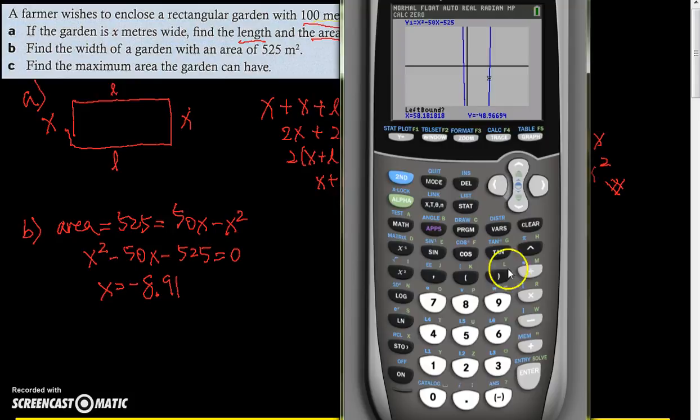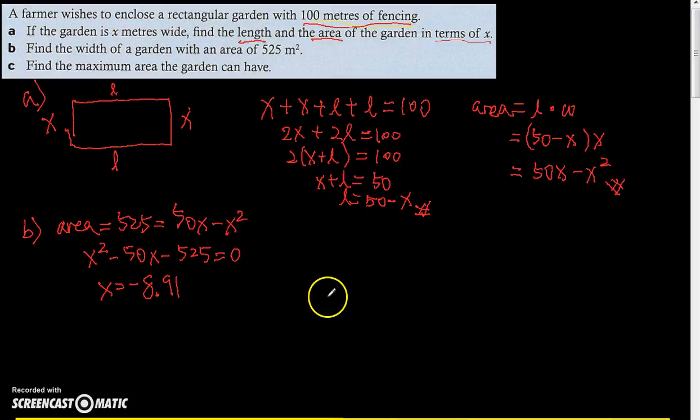There you go. So a little bit on the left, a little bit on the right, and then just guess anything. So the other 0 is at 58.9. So this is at 58.9.